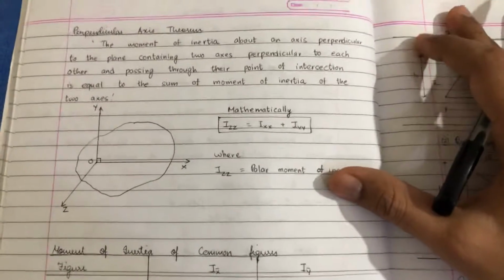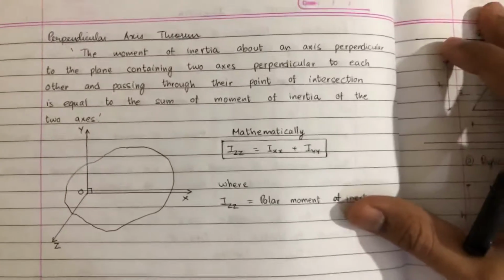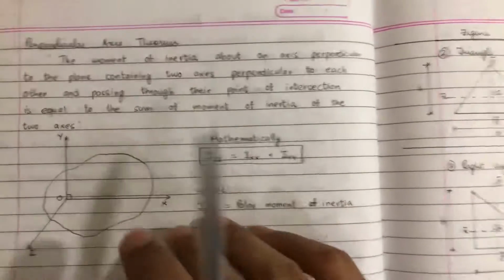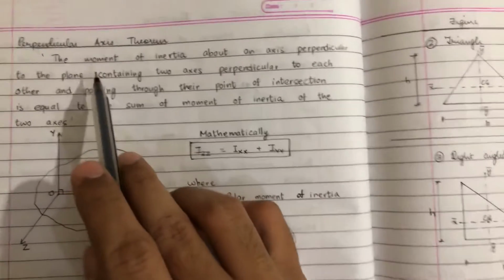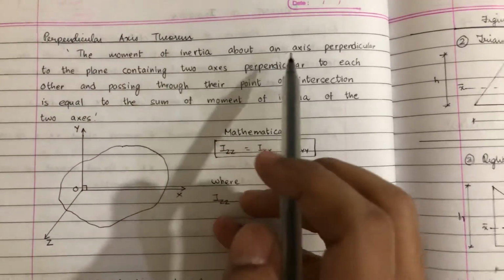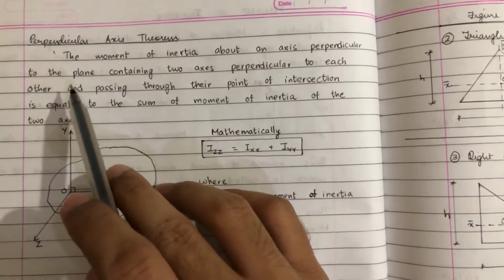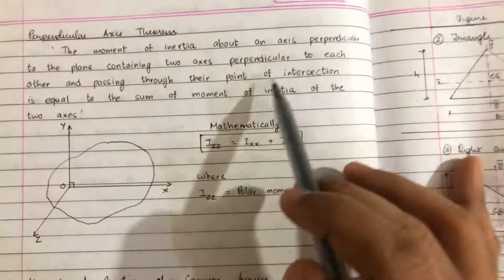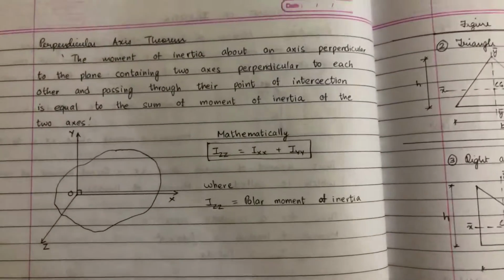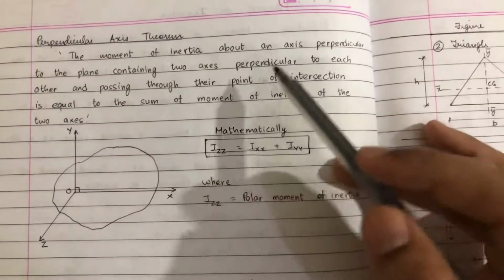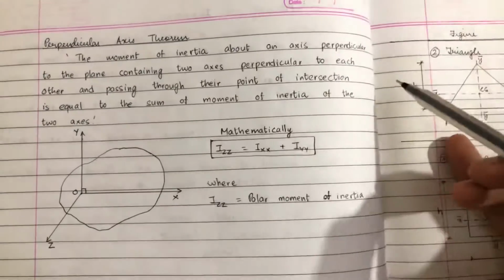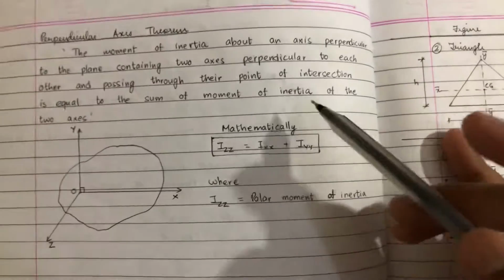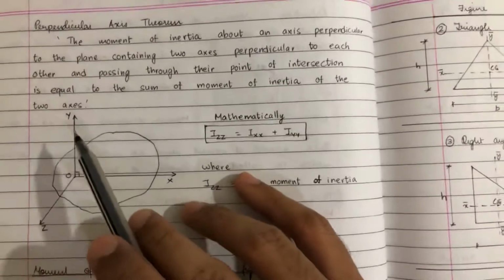Then the next theorem is the perpendicular axis theorem. It states that the moment of inertia about an axis perpendicular to the plane, containing two axes perpendicular to each other and passing through their point of intersection, is equal to the sum of moment of inertia of the two axes.